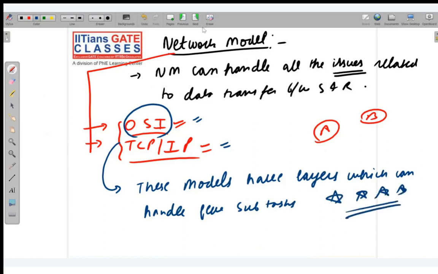Anyhow, we will jump to these after a few slides. You can take the snapshot and I will jump to the next slide now. I hope you all have taken that. Let me jump to the next slide, and now we are going to start the very first network model, that is the OSI model.